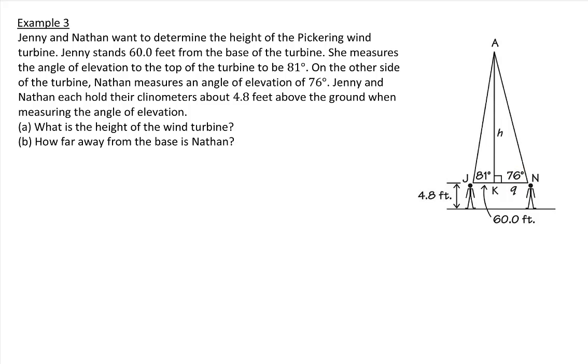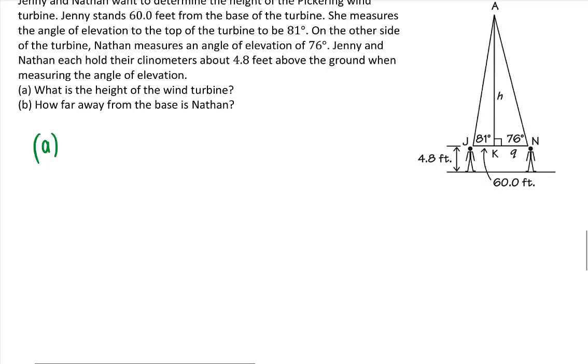And it tells you that they hold the clinometers 4.8 feet off the ground. And that is the measuring device used to find the angle of elevation or depression to an object or structure. So part A, what is the height of the wind turbine? Notice in this diagram we have two triangles. So I'm going to take apart the first triangle. That's the one Jenny is standing beside, because it has more information than the one Nathan is beside. So the wind turbine is this H here, the height of this triangle.